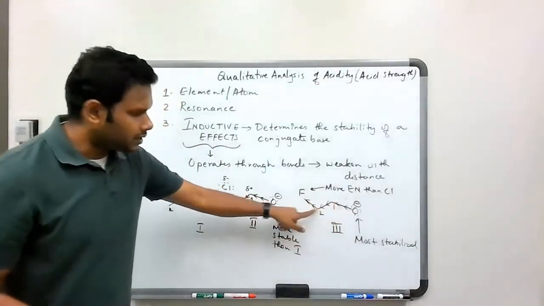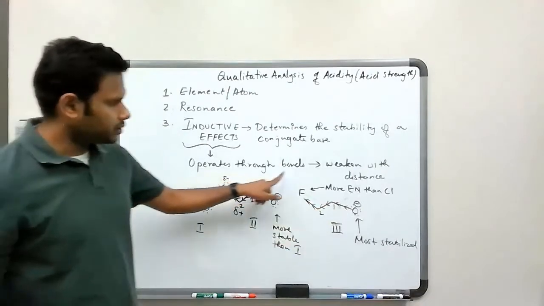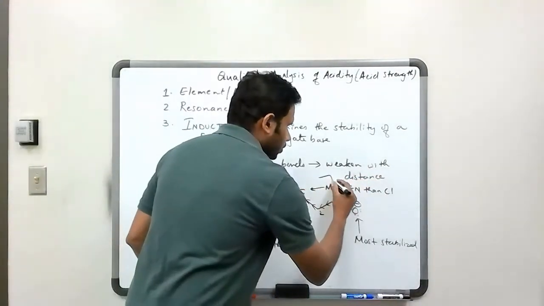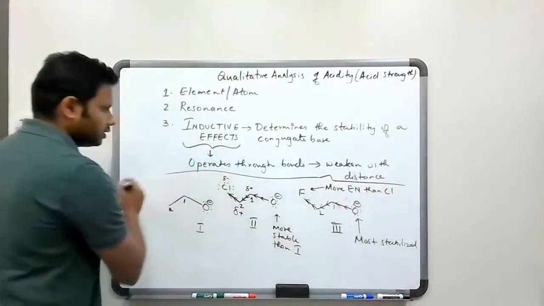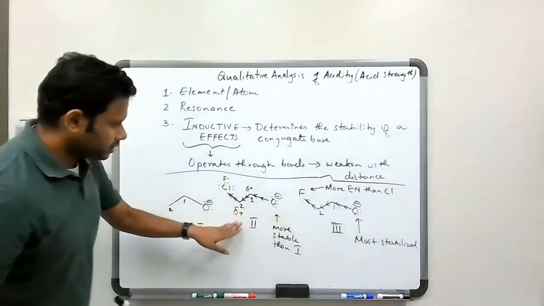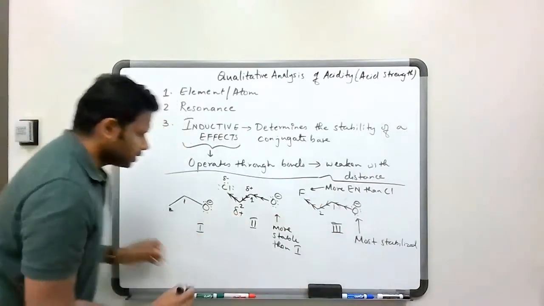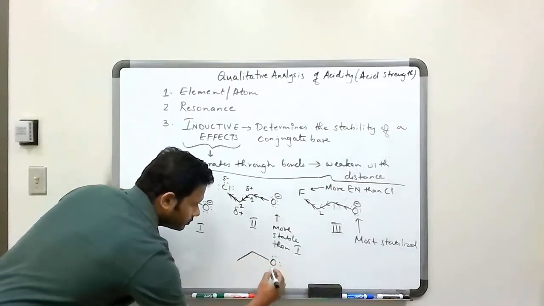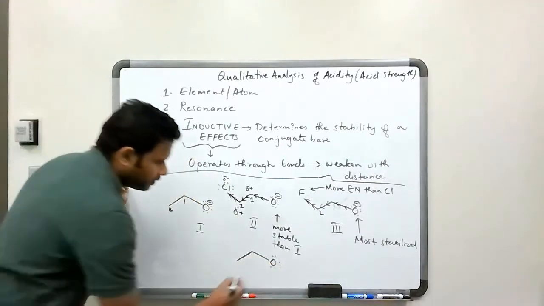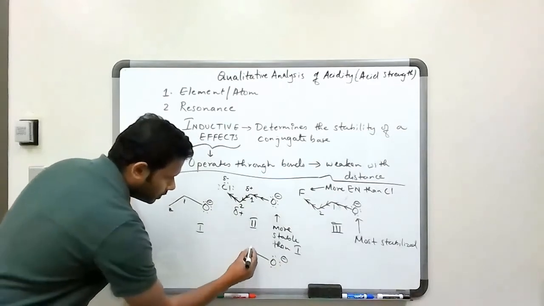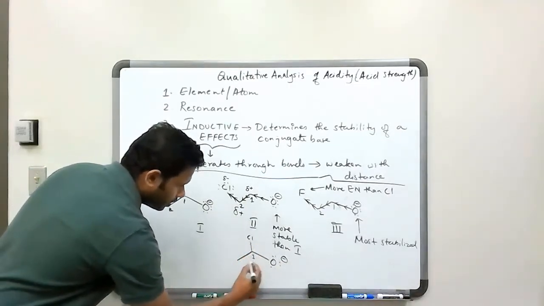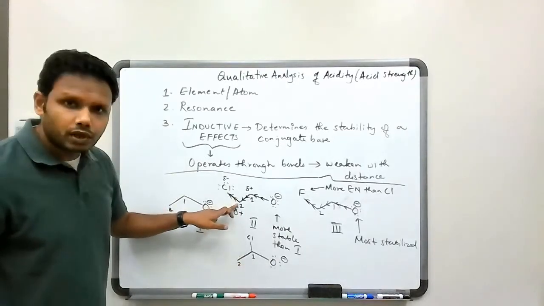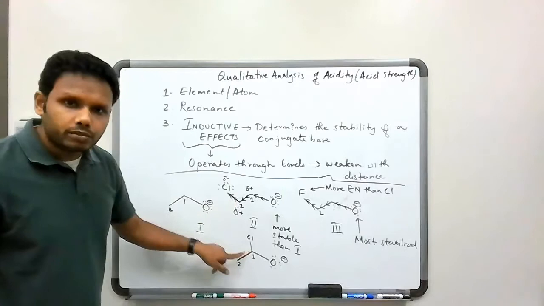So this is the inductive effect that we talk about, and it operates through bonds and it weakens with distance. Okay, what do I mean by that? So let's say if I compare the second structure here to another structure where we have O minus and the chlorine is connected to carbon number 1 instead. So instead of being connected to carbon number 2, it is connected to carbon number 1.